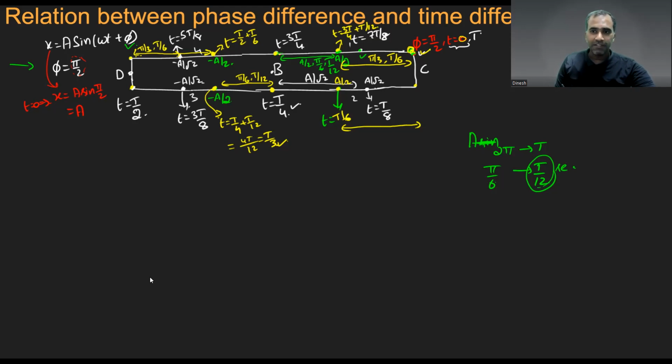Similarly, if the initial phase was pi, what would be the starting point? At the mean position, in the negative direction. Okay. If the initial phase was 3 pi by 4, where would it start? What is the initial position?